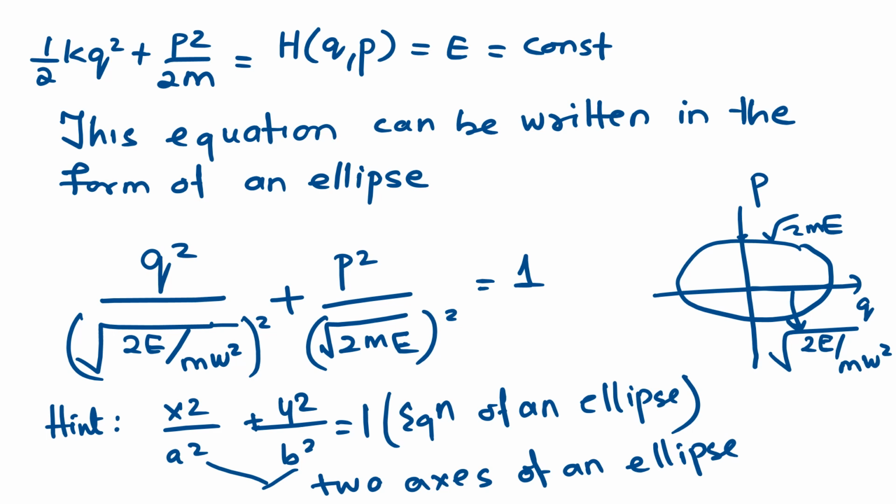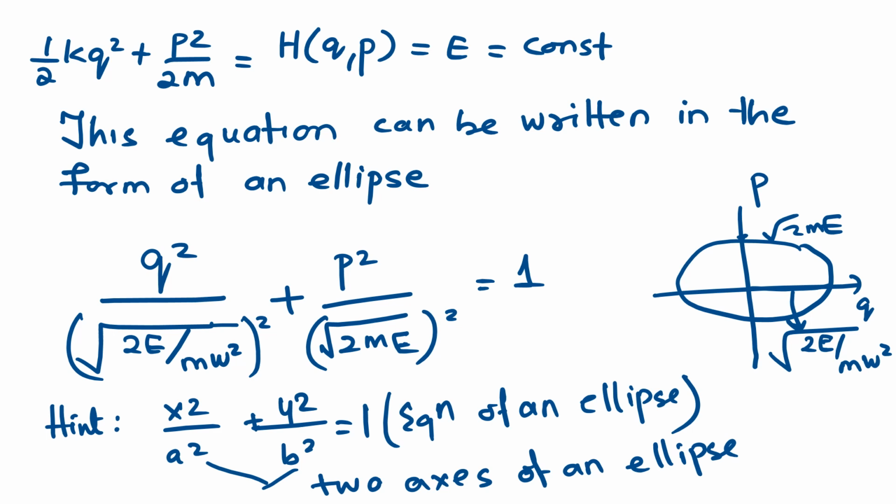Moving further, we take the energy to be constant. So this energy expression, (1/2)kq² + p²/2m = E, can be written in the form of an ellipse. This will be written as q² / (√(2E/mω²))² + p² / (√(2mE))² = 1.